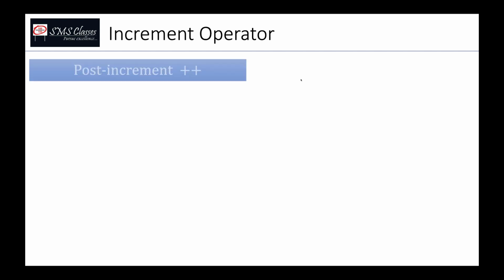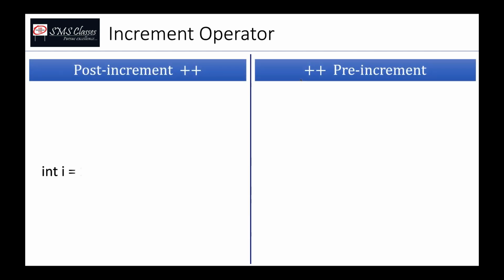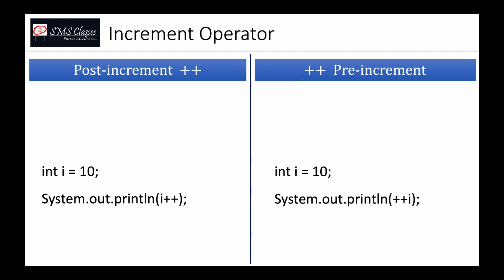Increment operator has two variants, post increment and pre increment. A variable with plus plus on the right side is called post increment. Plus plus and then the variable is called pre increment. So what is the actual difference between these two?